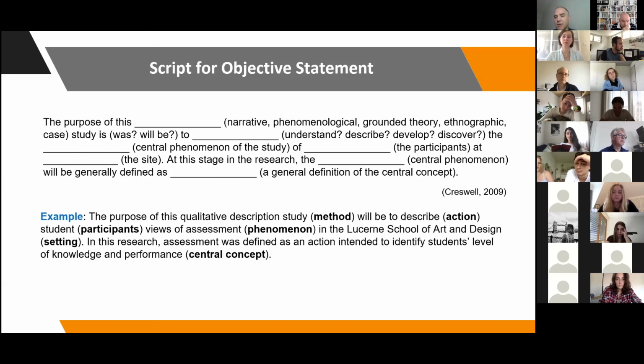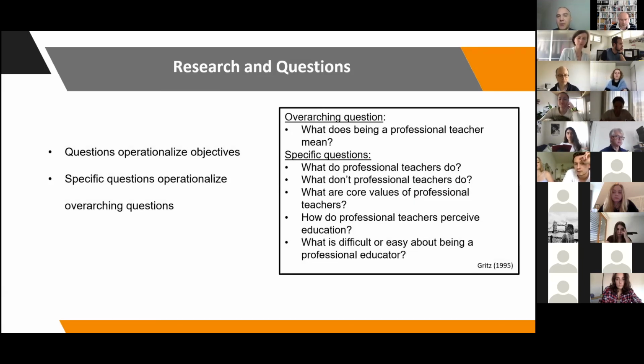So this is one way of defining it, a script for defining an objective in qualitative research. There's an example. This is how a research objective is defined, or should be defined, in qualitative research. You see all the components. I noticed there were some issues about objective and question, and general question and specific question. Those things are interconnected.